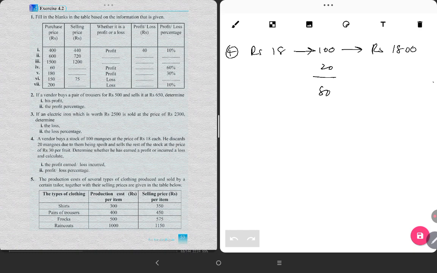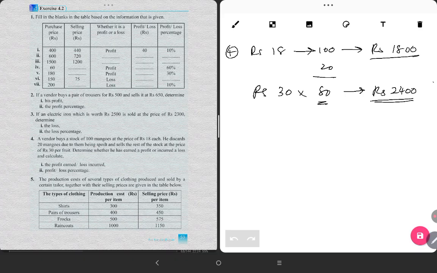He has only 80 to sell, and now he's selling one of these 80 at rupees 30. So how much is he making out of all of this? 30 times 80 is rupees 2400. So he's making a profit, right? Determine whether he has earned a profit or incurred a loss. Yes, he has earned a profit.